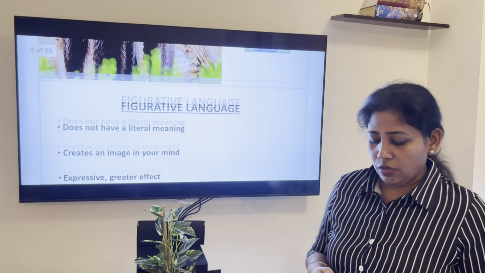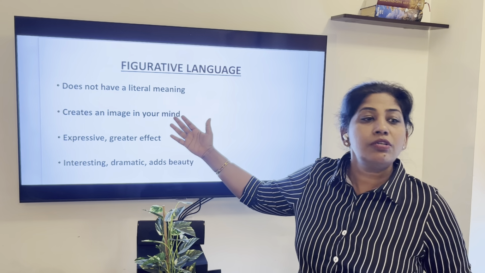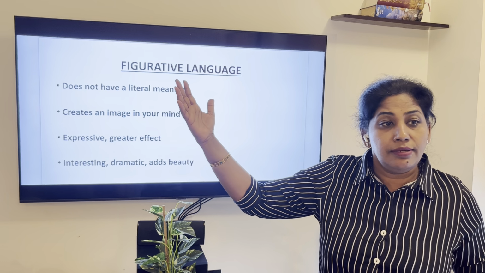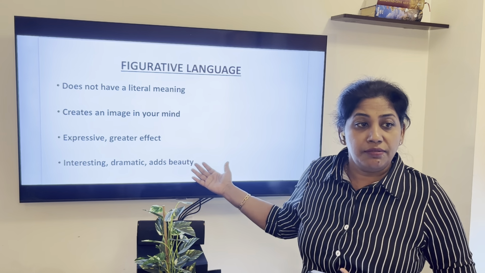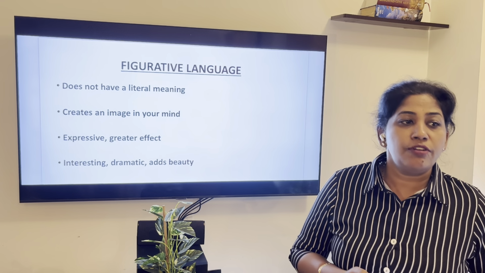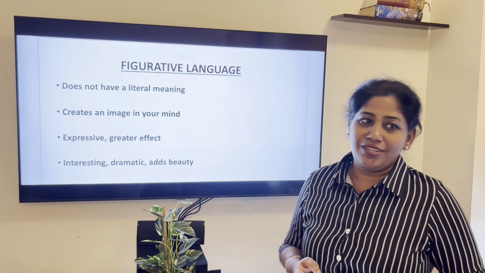This language is used just to make text more interesting. It adds more beauty to the text. It makes it more expressive. Such language is called figurative language. What is figurative language? It does not have a literal meaning. It creates an image in your mind. It's expressive. It gives a greater effect. And it makes the text very interesting, sometimes dramatic, and also adds beauty to the text.